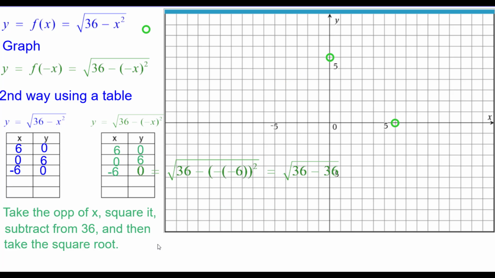And when x is negative 6, the opposite is positive 6. Squaring it again, you get 36. And subtracted from 36, you get 0. The square root of 0 is 0. Negative 6, 0.